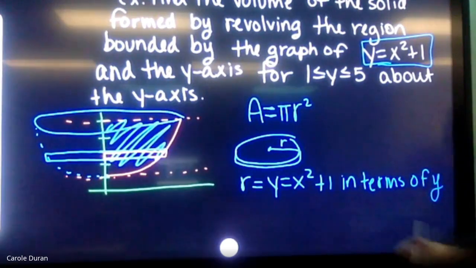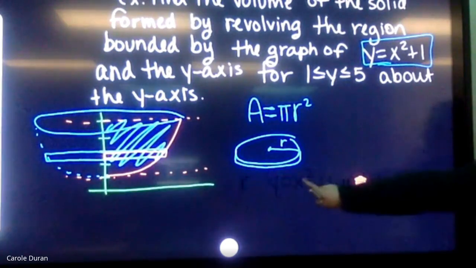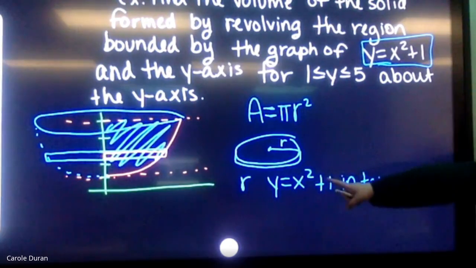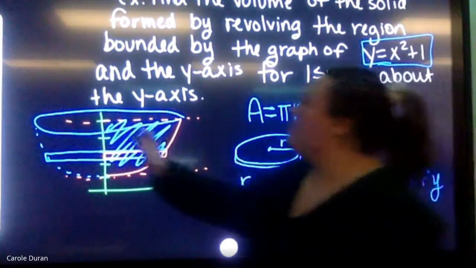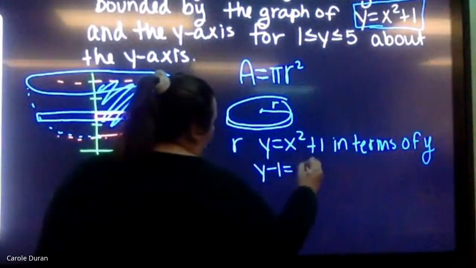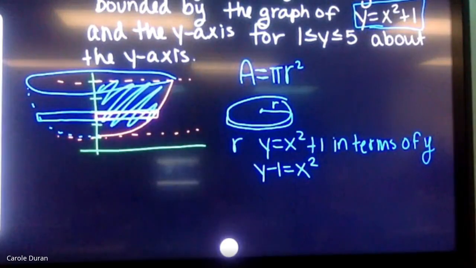So what am I going to do to get the x by itself on this particular equation? Subtract the 1 to the other side, then I have y minus 1 equals x squared. Then what? Square root the whole thing, because when I square root an x squared, it just becomes x.